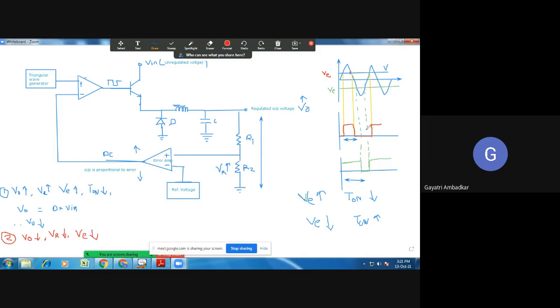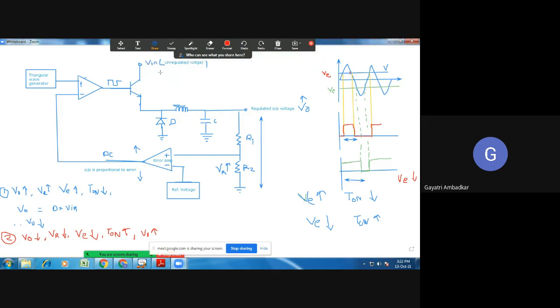And if VE decreases, then T on will increase. T on will increase, and therefore if T on increases, duty cycle increases, and therefore VO increases. So when output is trying to decrease, the circuit will make it increase and it will be maintained at a constant value. If the output is trying to increase, the circuit will reduce it and will bring it back to its normal value, rated value. Got it?